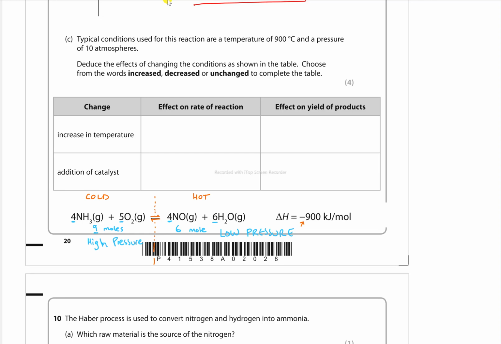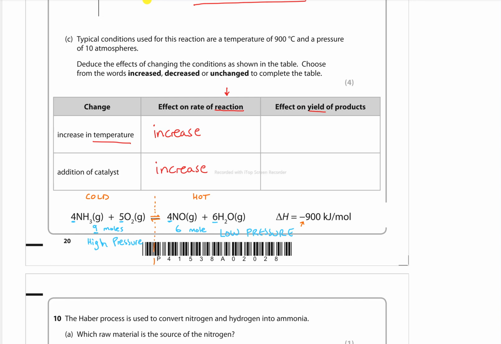Right, we want to know, if I increase the temperature, what effect will it have on the rate of reaction? Look, this is what I always get wrong. Reaction and yield. So just concentrate on the reaction first. Increase in temperature will increase the rate of reaction. Adding a catalyst will increase the rate of reaction. So just remember, increasing the temperature and catalyst both increase the rate of reaction.